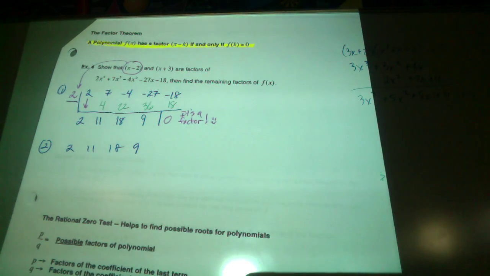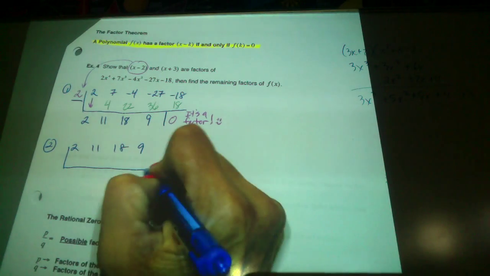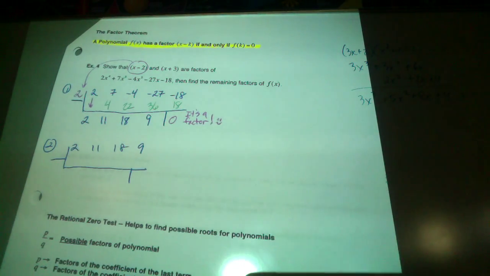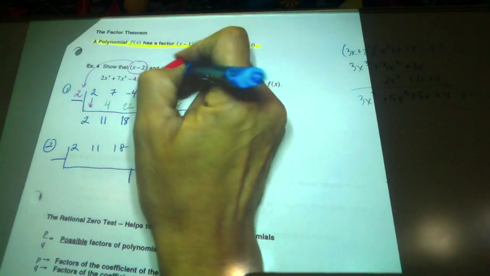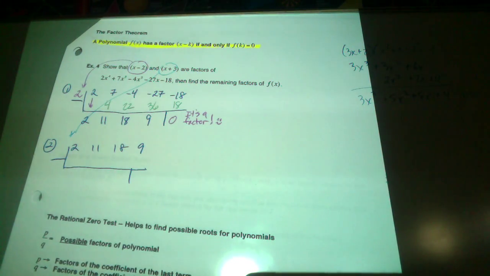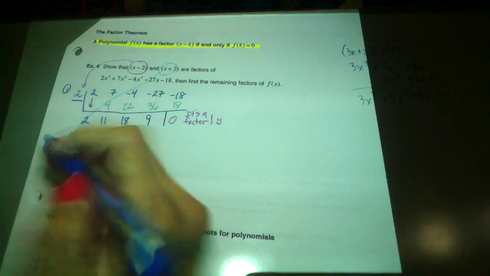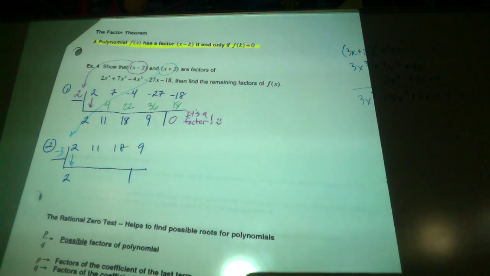Now, could you have started with the x plus 3? Yes. These numbers are going to be different in step 2, but by step 3, you and I will have the same numbers to factor. So put in your L, and then this time we're putting in x plus 3, where I put a negative 3. And bring down your first number, the 2. So start your multiplication.